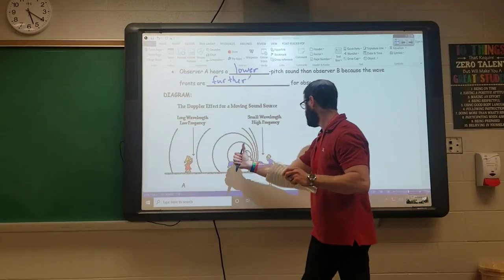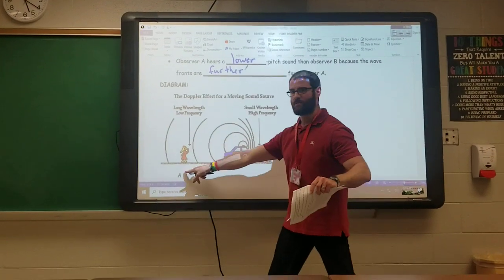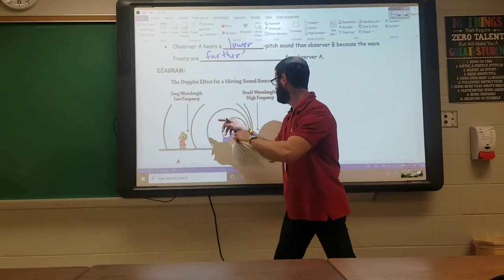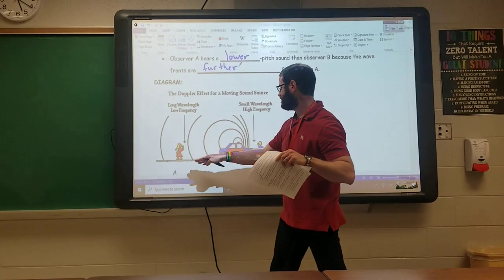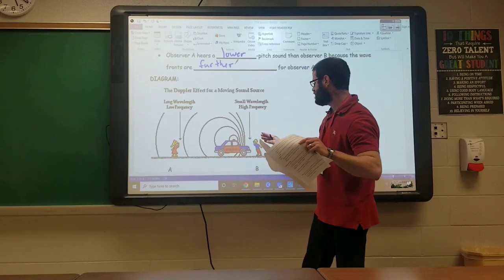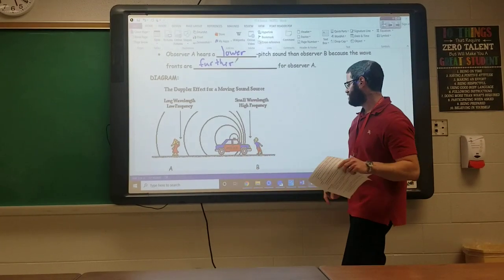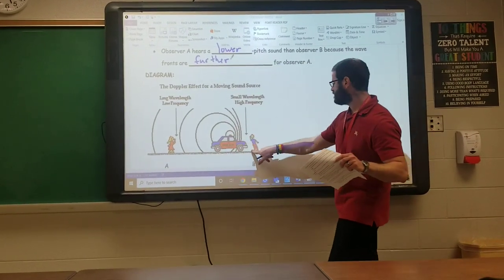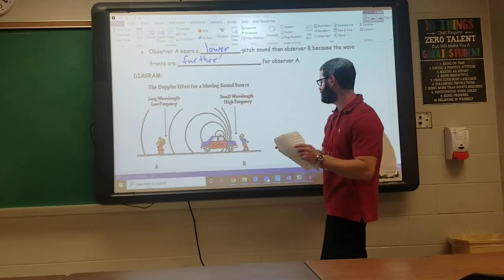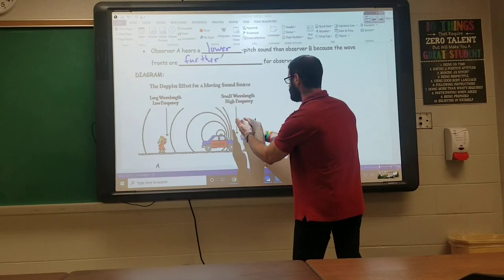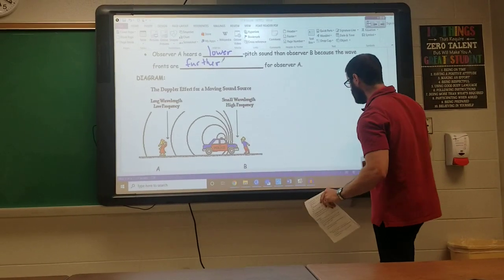As the police car travels away from observer A, there are longer wavelengths and lower frequency, and that frequency gets lower for observer A as the car gets further away. As the car gets closer to observer B, B is going to hear higher and higher frequencies because there are shorter and shorter wavelengths.